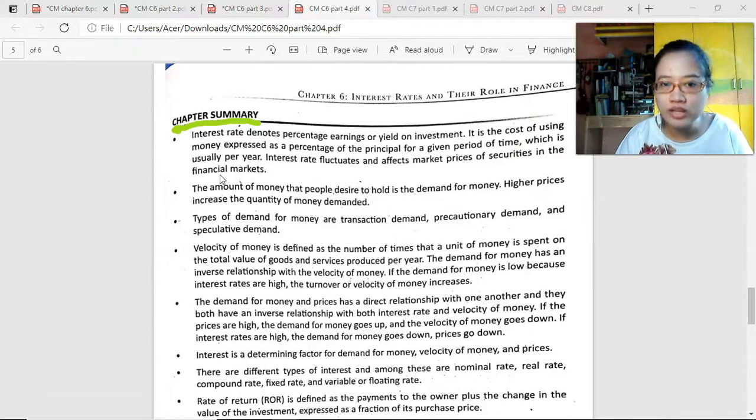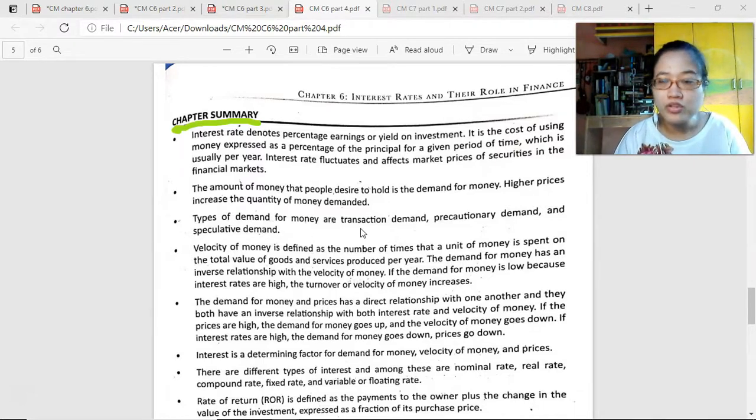Higher prices increase the quantity of money demanded because, with higher prices, people are discouraged from buying. Instead of buying now, they probably wait it out. They would expect that the prices might go down still. So instead of buying those goods and services now, they would hold on to the money and wait for the prices to go down. Okay. So in that sense, the quantity of money demanded increases, because they keep the money in currency form.